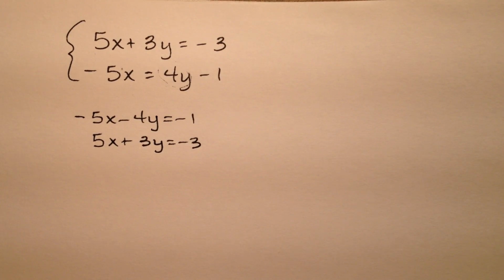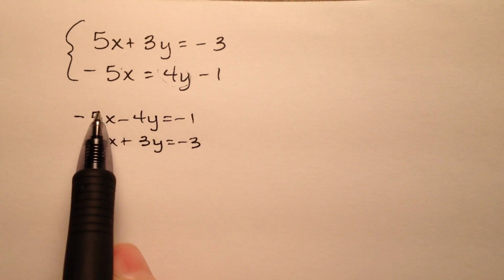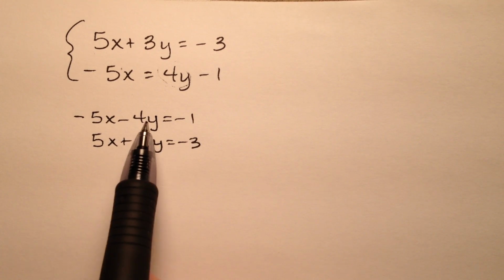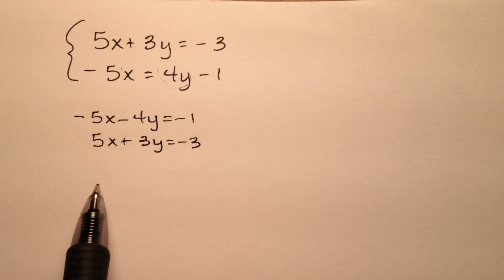Okay, so here I have the two equations. Both of them are in standard form. And again, we did that so I would have like terms aligned vertically. So the x's are on top of one another, the y's are on top of one another, and the constants are over here on the right side.